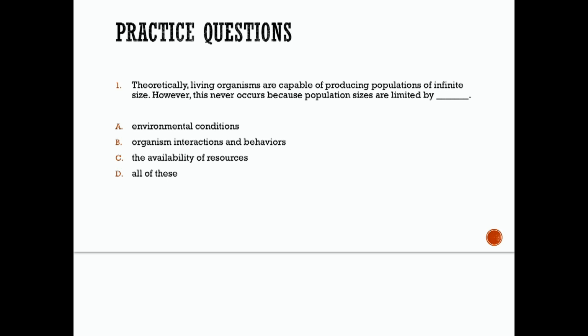Okay. The availability of resources such as food, water, and shelter, and environmental conditions, which in turn may be affected by natural causes like tornadoes, fires, floods, or even human causes like pollution or deforestation. So I think we mentioned all of these: environmental conditions, organism interactions and behaviors, and the availability of resources. So for number 1, we would go with D, all of these.